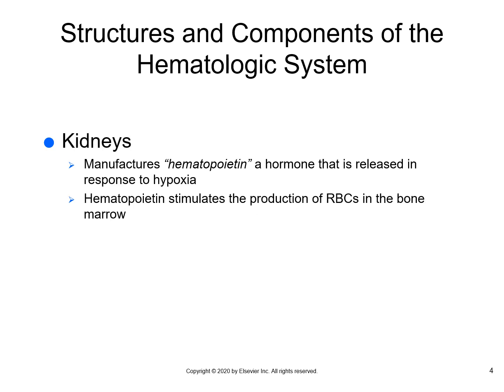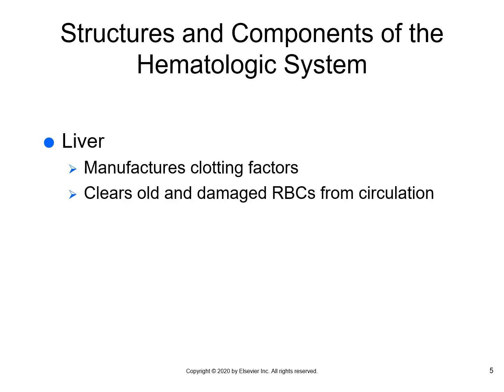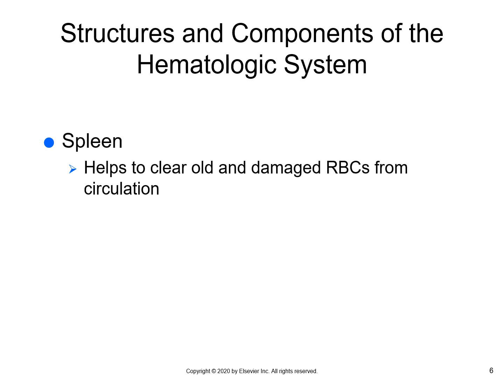Kidneys. These manufacture the hormone we call hematopoietin, and hematopoietin is the one that's actually stimulating the production of red blood cells in the bone marrow. This hormone is released in response to hypoxia. Then you have the liver, which manufactures clotting factors and is also responsible for clearing old and damaged red blood cells from the circulation. The spleen also helps to clear old and damaged red blood cells from the circulation.